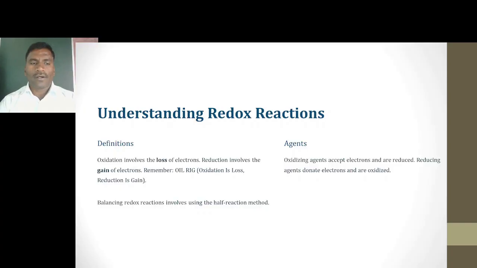To remember better, we have two words, OIL and RIG. OIL, that is, oxidation is loss of electrons, and RIG, that is, reduction is gain of electrons. For oxidation and reduction, some agents help. The oxidizing agent accepts electrons and itself undergoes reduction, while the reducing agent donates electrons to the species being reduced and itself undergoes oxidation. Balancing the redox reaction involves using the half reaction method.